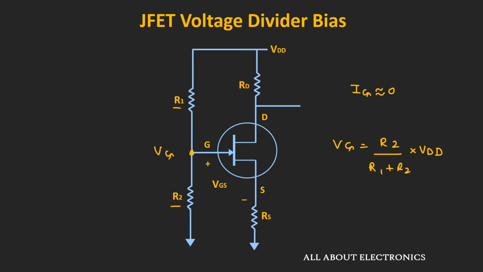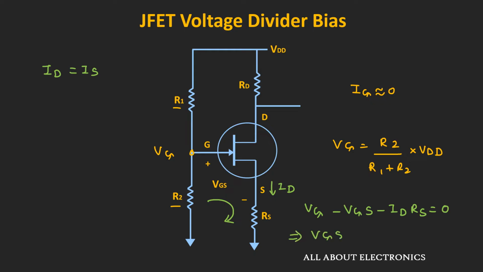Now if we apply the KVL in this loop, then we can say that voltage Vg minus VGS minus ID times RS, that is equal to 0. Because here the current which is flowing through the source terminal is equal to ID. Because in case of the JFET, this ID is equal to IS. So from this expression, we can say that voltage VGS is equal to Vg minus ID times RS.